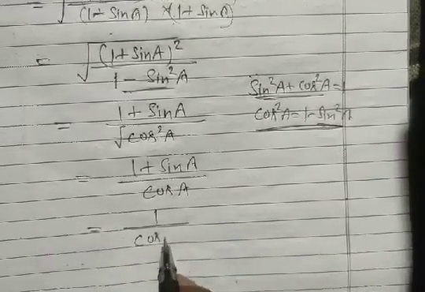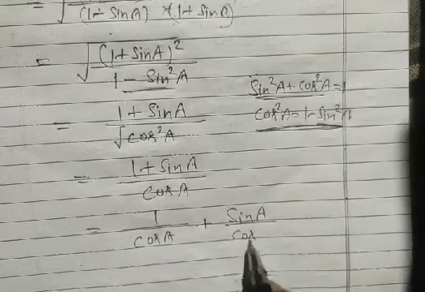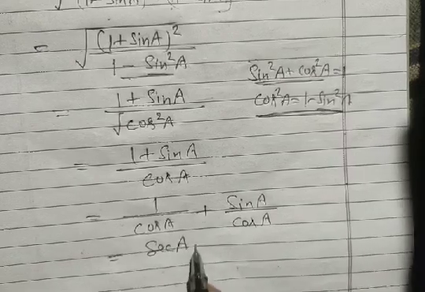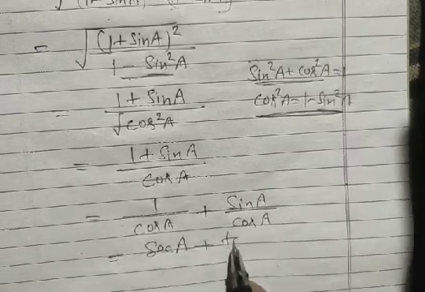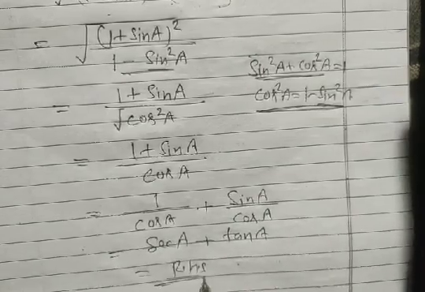Now we can write it by dividing separately: 1 by cos a plus sin a upon cos a. 1 upon cos a we get sec a, and sin a upon cos a we get tan a. This is our right hand side.